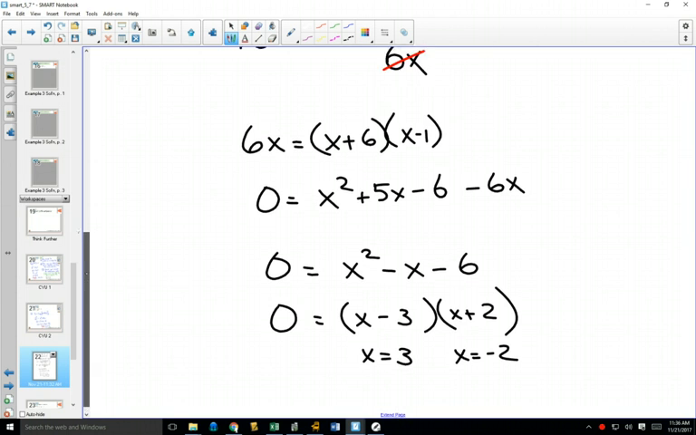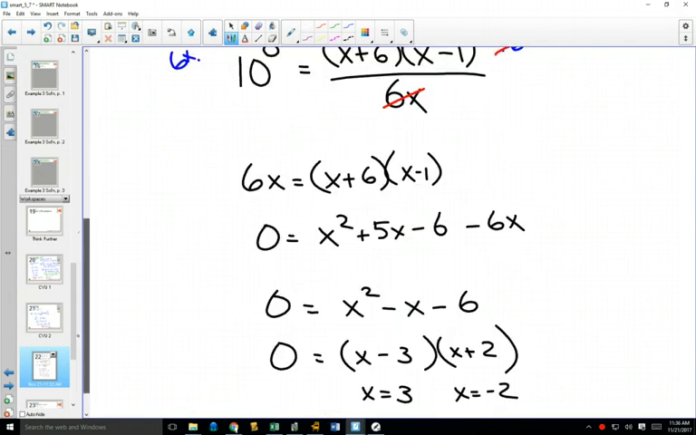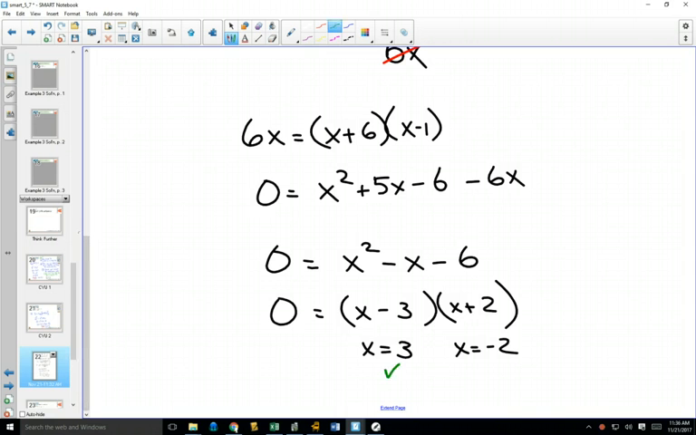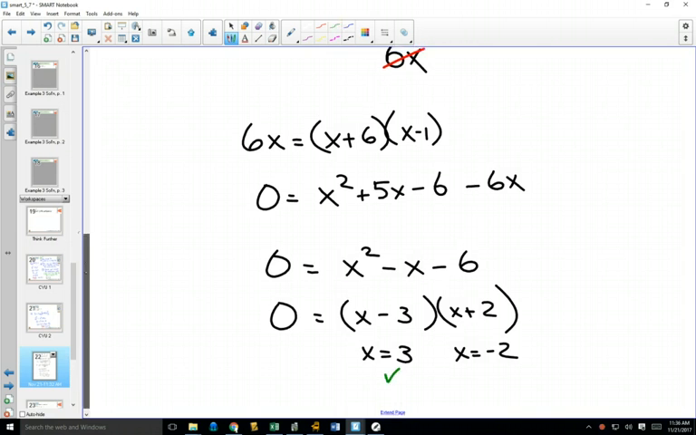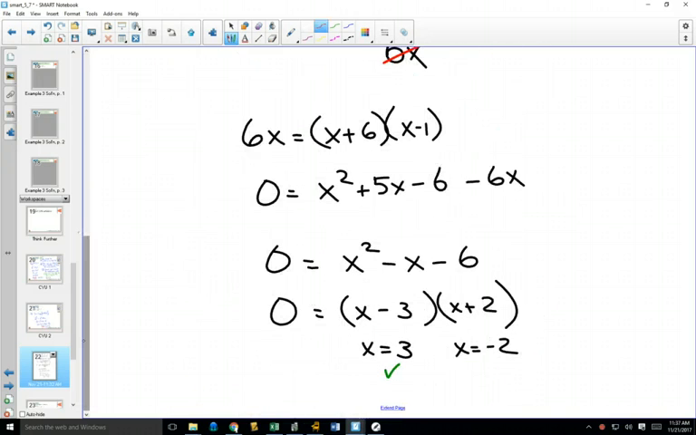Back to our original equation. We have to check our answers. If I plug in 3, it's okay here. It's okay in the second one. It's okay in the third one. 3 is okay. If I plug in negative 2, it's bad in the very first one. I don't even have to check the other ones. I know this one is extraneous.